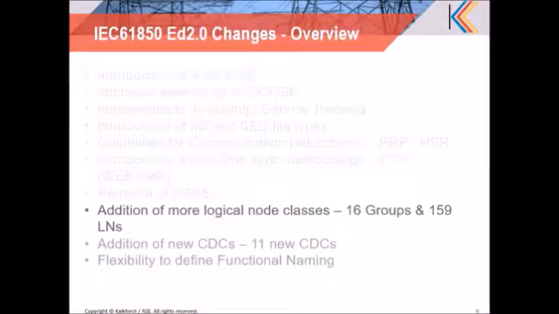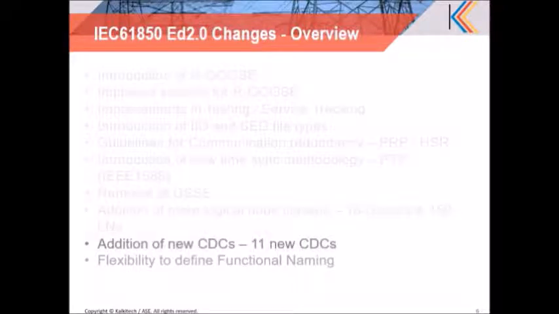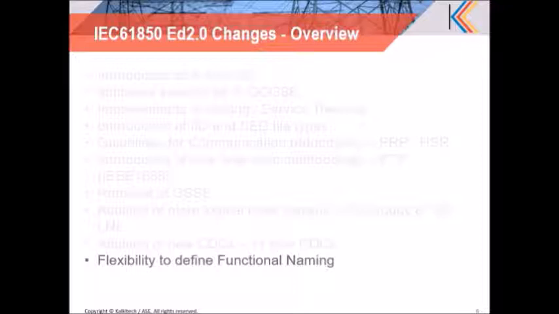Then addition of more logical node classes: 16 groups of logical nodes were introduced, and these logical nodes got extended up to a maximum of 159 in this standard. Addition of CDCs: 11 more new CDCs were added to the standard. Then flexibility to define functional naming convention is introduced into the standard. So these are some of the changes with respect to edition 2 of the standard. Key changes were highlighted in this slide.